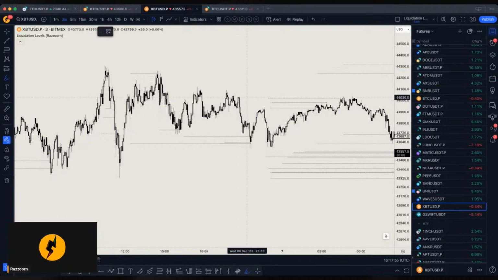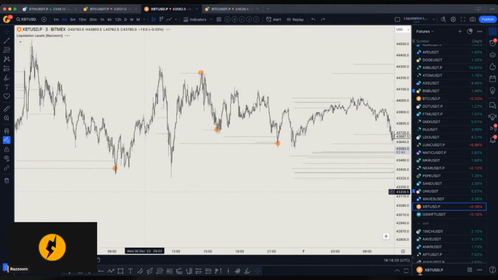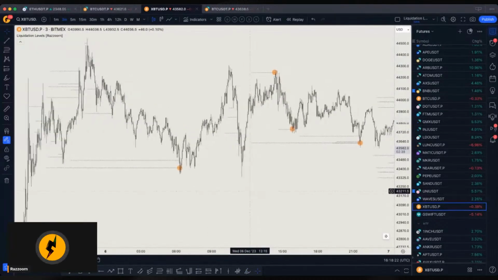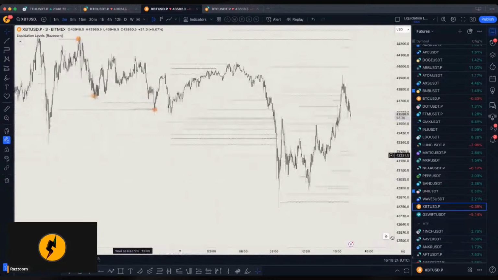This is a pretty accurate demonstration of the liquidation levels. That's why you see a lot of moves like this: price comes down, touches the liquidation levels, then shoots up. The same thing here, and here. I should say it again, it's not handpicked or anything. It's the recent Bitcoin price action.